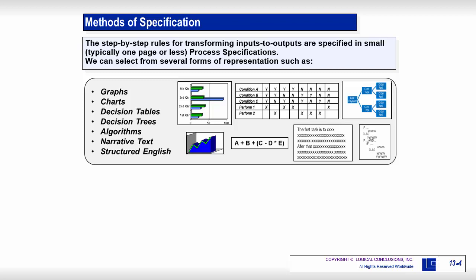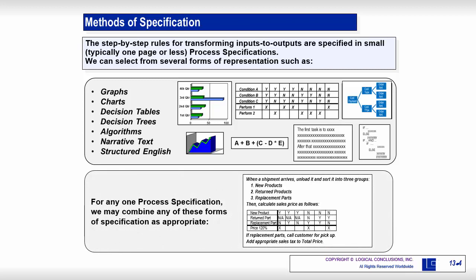We'll talk about a couple of these that I think will be helpful on the following slides. Note that for any one process specification, we may combine any of these forms of specification as appropriate. I've shown an example of such a combination on the lower right of this slide. It uses text with bullet points and a decision table to specify a process. I should also state here that whereas textual specifications are quite common, we should also use audio and video as a means of specification, especially as I'm using that media to teach this subject.